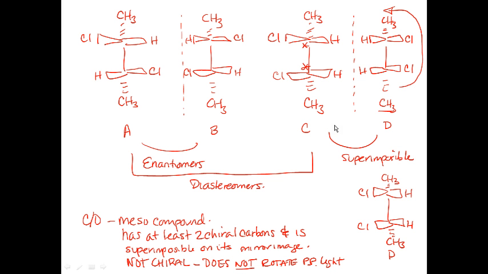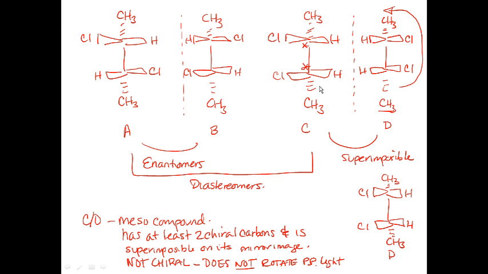Now, another possible way to define meso is to say that a meso is a compound that has chiral centers, but it also has an internal mirror plane of symmetry. Now, before we talked about internal mirror planes of symmetry cutting through carbons, and the carbons that it cut through, those carbons were no longer chiral.